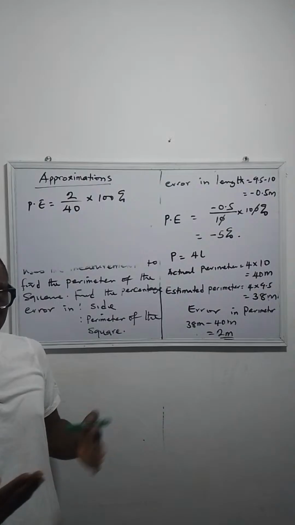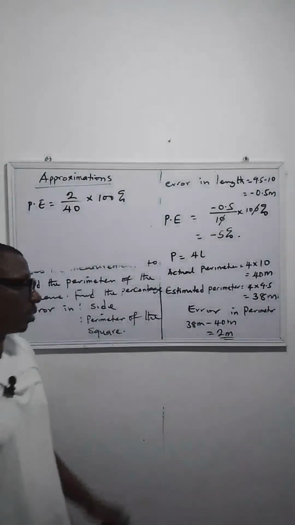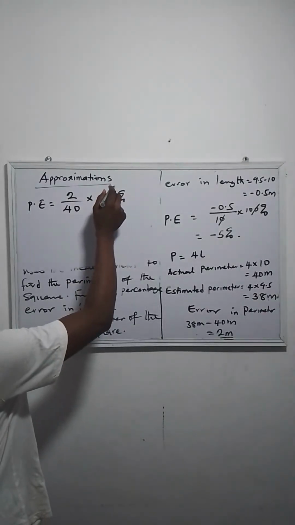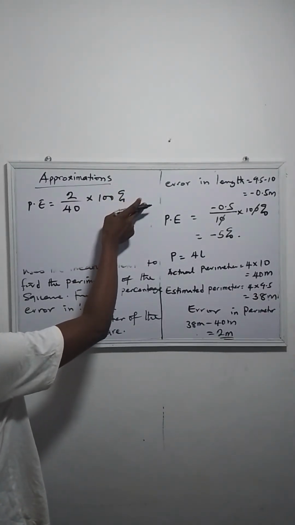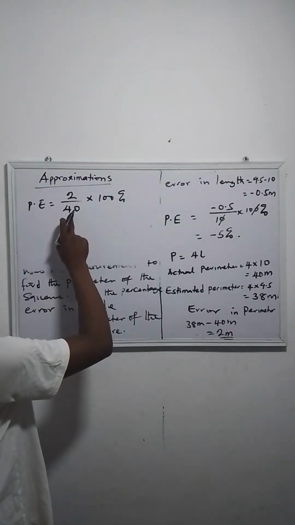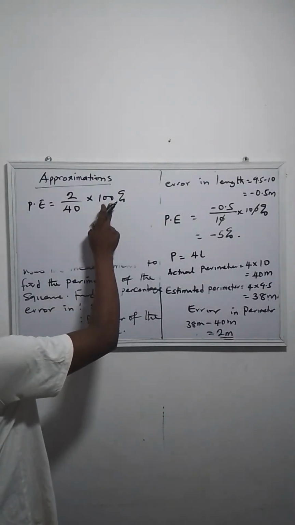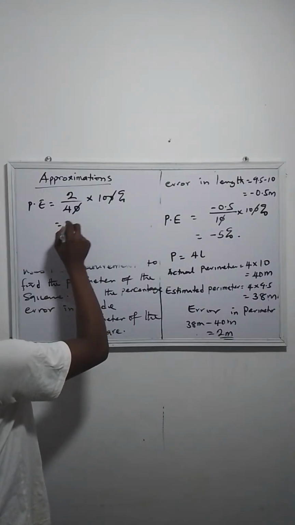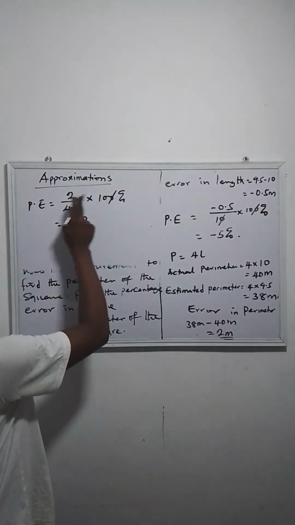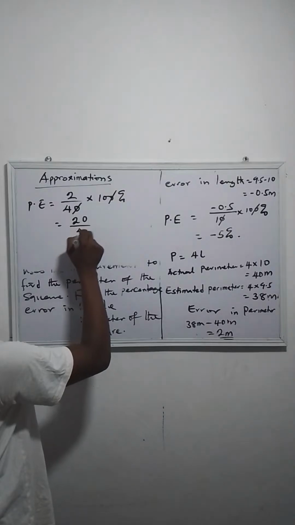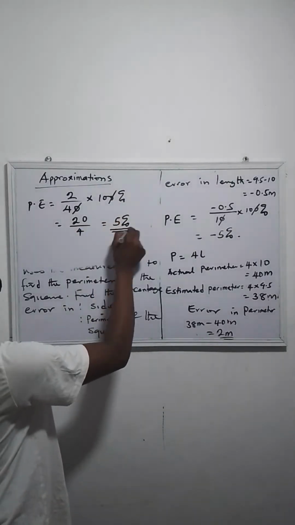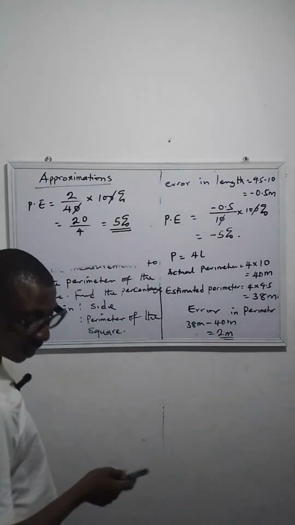The sign is immaterial. Okay. So, or negative 2. So now this is the percentage error. So error over actual value times 100%. So 0 cancels 0 here. Okay, so we have 20, 10 times 2 is 20 over 4. So the answer is going to be 5%. All right.